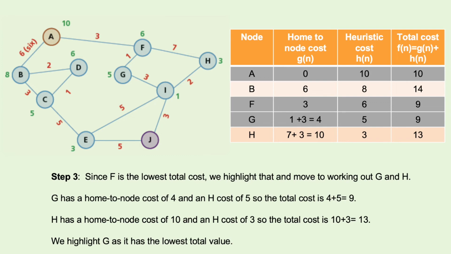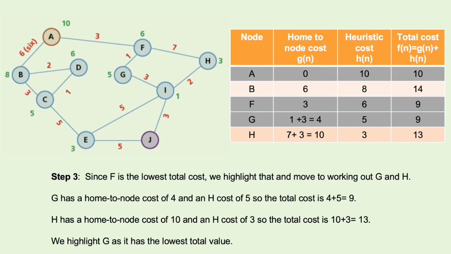Then from F we work out the next two connecting nodes, which are G and H. So for G, the home to node cost is 4, and you will say, well, how did that work out? F to G is just 1. Well, if you think about it, A to F is 3, and from F to G, it's an extra 1. So from A to G, the total home to node cost is 4. And then you simply add the heuristic cost, so 4 plus 5 gives you 9.